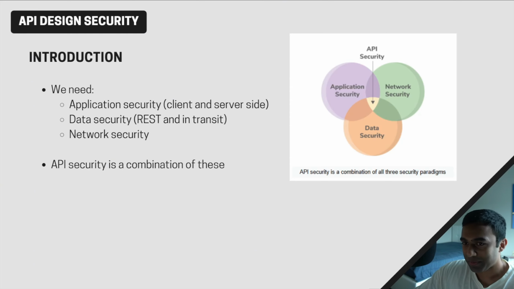We need application security on the client and server side, data security, at rest and in transit, and network security. API security is a combination of these three.